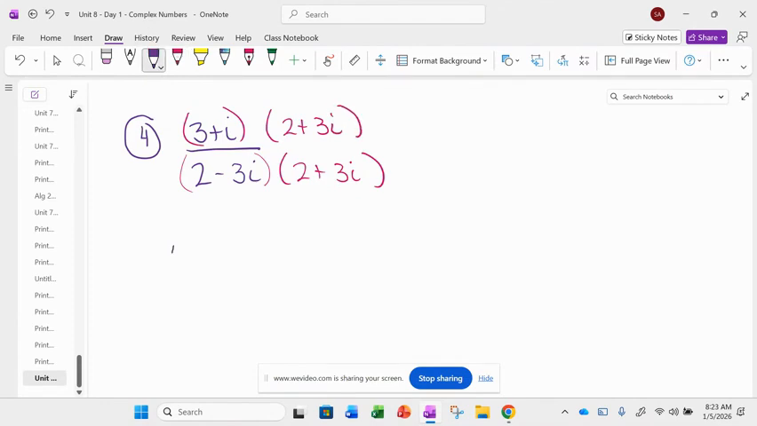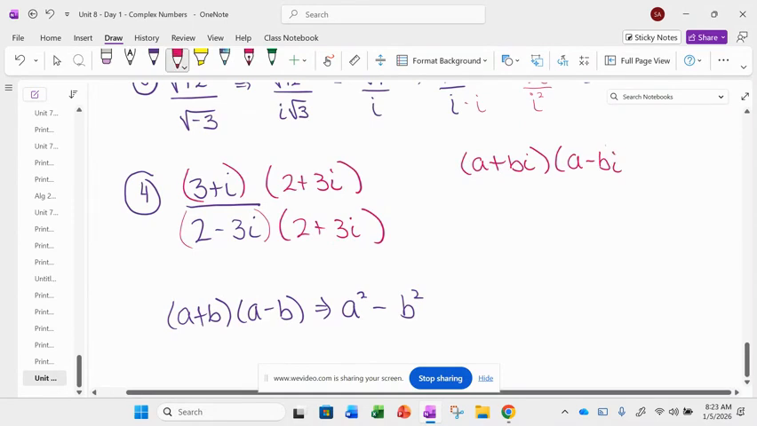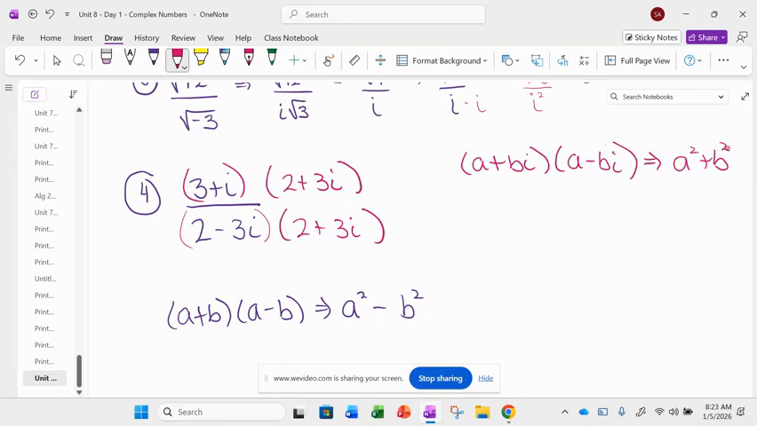Now, generally, when you have an a plus b and you multiply it by an a minus b, don't we get an a squared minus b squared? But that's not the scenario here, because when you square an i, what happens? You get a -1. So let's just FOIL this out to show you. When you have an a plus bi times an a minus bi, what you're going to get is an a squared plus b squared, and I'm going to show you why.